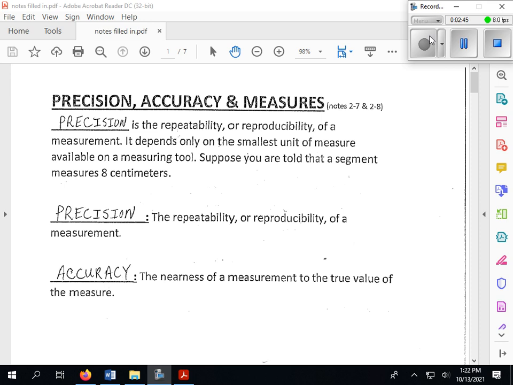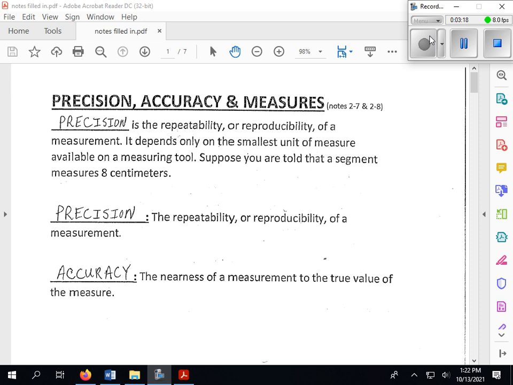But accuracy. Accuracy is the nearness of a measurement to the true value of the measurement. You've got to know that these two are different. Precision and accuracy, two different things. Precision, and I'm going to show you here in a minute, but precision is, are you getting right there, that same spot every time? Right?